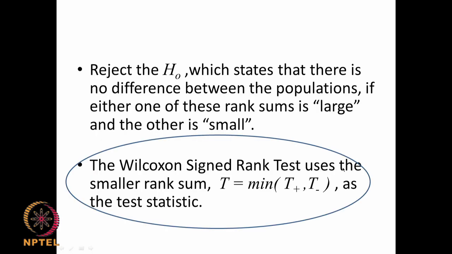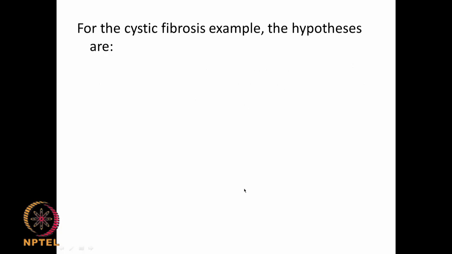T plus and T minus. Reject the H naught, which states that there is no difference between the populations, if either one of these rank sums is large and the other is small. So the Wilcoxon signed rank test uses the smaller of these two rank sums, the minimum, just like the original rank test, and it uses that as the test statistic.